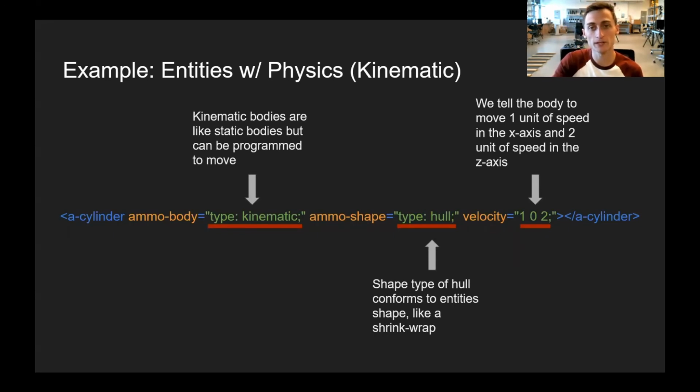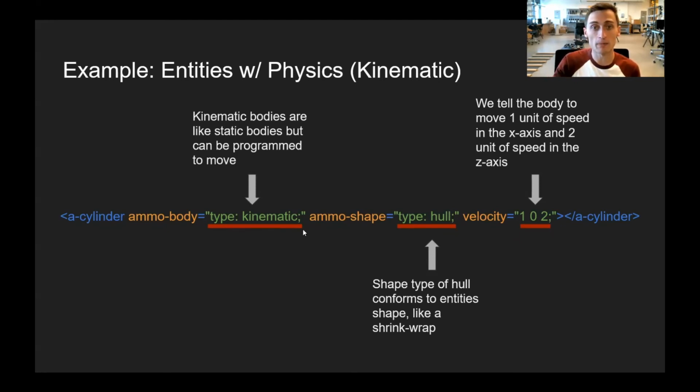So the other type of physics body that you can have is kinematic. So kinematic is a special type of static body that actually moves. So you can add a velocity attribute to it. And in this case, it's just moving 1 unit of speed in the x-axis and 2 units of speed in the z-axis. And it'll just keep moving like that forever.